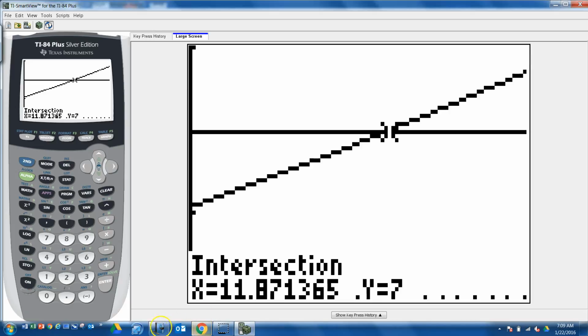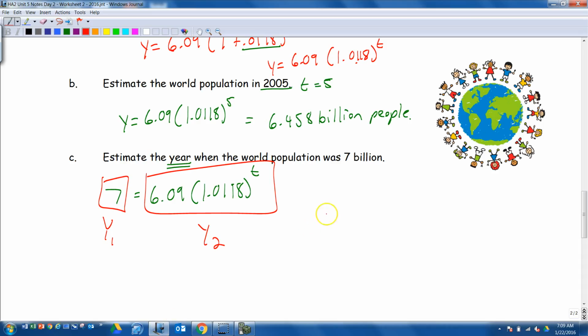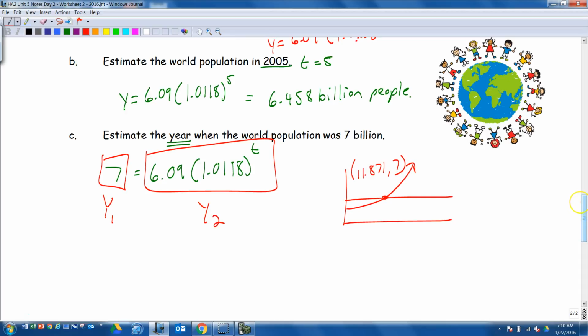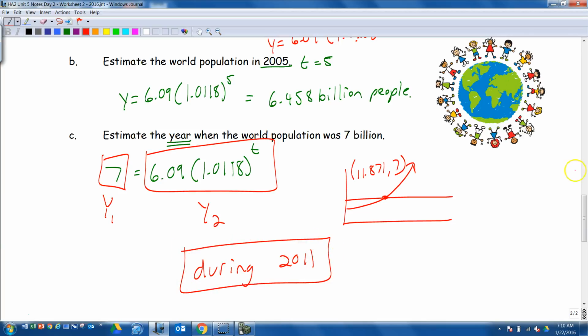Okay. So I just wanted to go through that again because it's been a while. So we have a graph that looks like this, and there's that piece there. This is 11.871, comma 7. So when I asked what year this happened in, 11 corresponds to 2011. It's not quite at 12 yet, and we don't round this up, because at 11.8 you're still in 2011. It might be like October or something, but you're still in 2011. So during 2011 is when that happened.